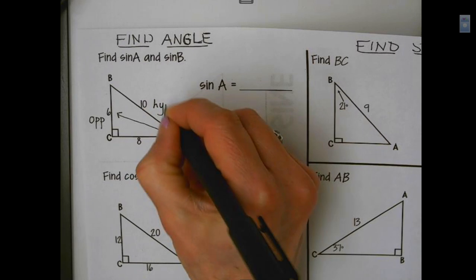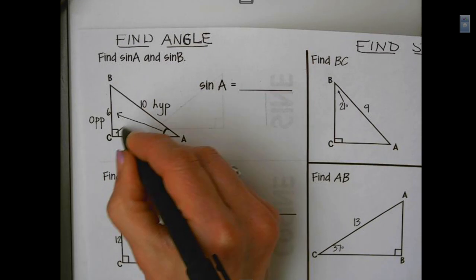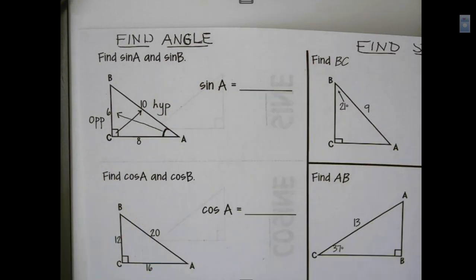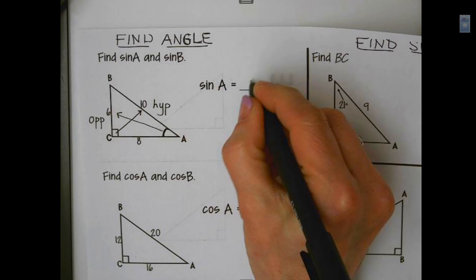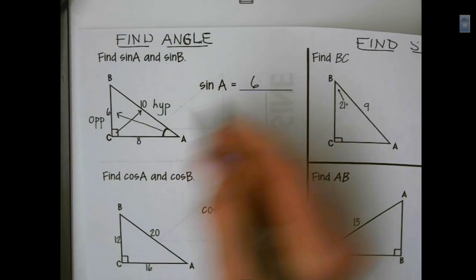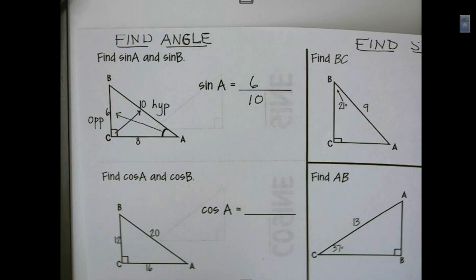And we already know what the hypotenuse is. I can definitely label that. We know that it's always the longest side of the triangle, and it is opposite the 90-degree angle. So it gives us a fraction. Opposite, which is 6, over the hypotenuse, which is 10. That's how easy these are to set up.